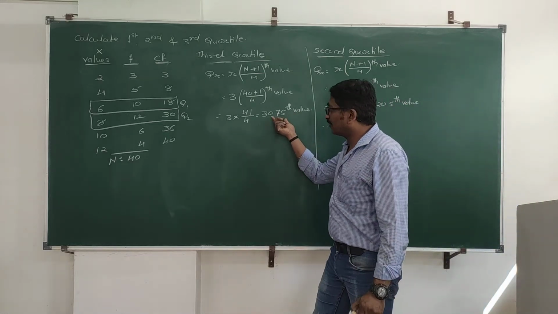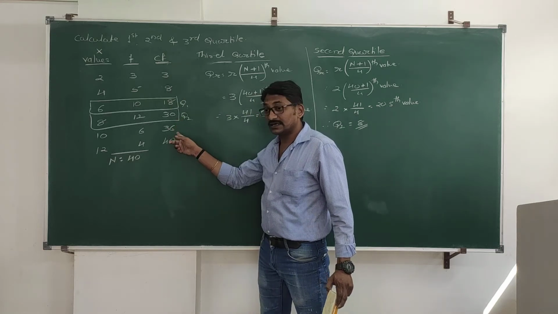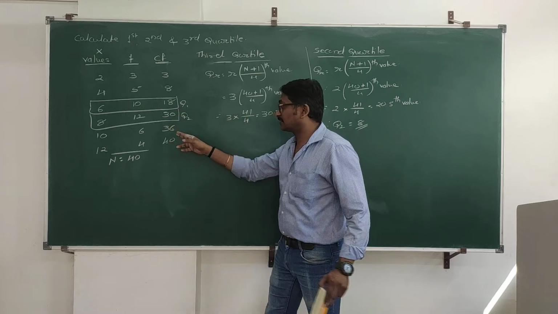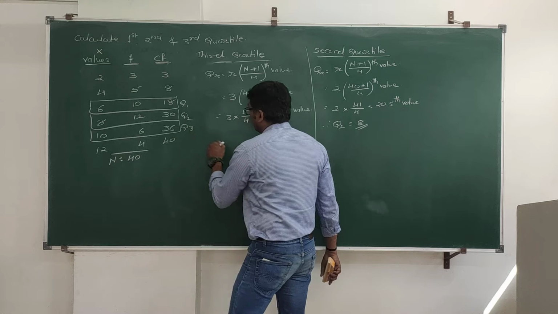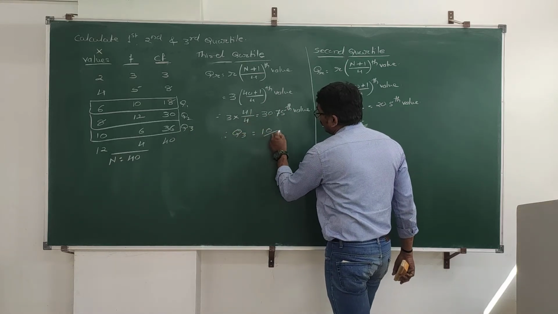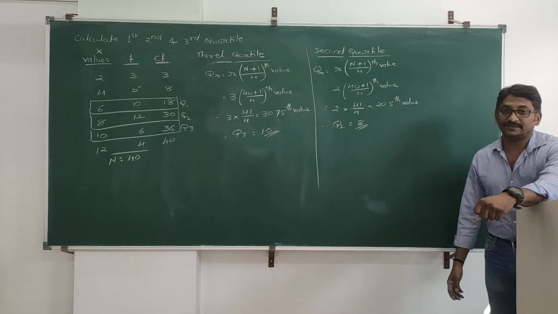Now check, 30.75 comes under which value? It comes under 36. Don't take 30, don't round up the values here. Okay, it comes under 36. Class of 36 is 10. Therefore Q3 value is 10.